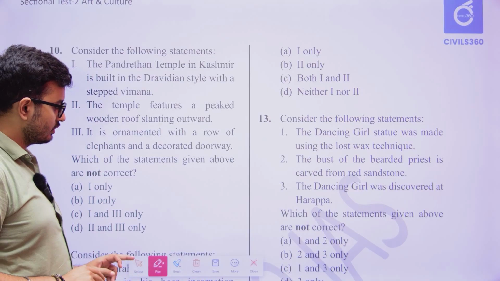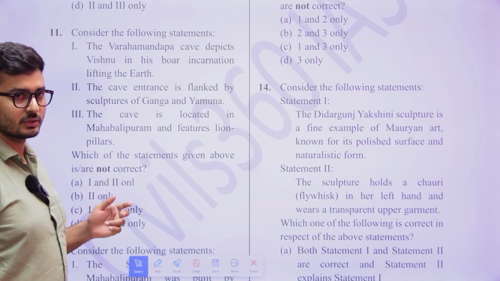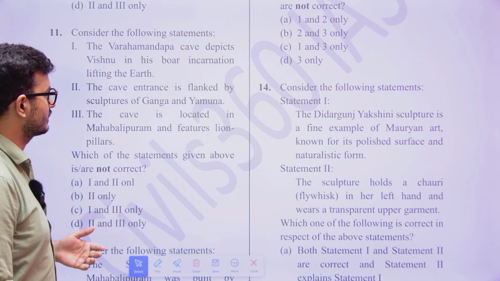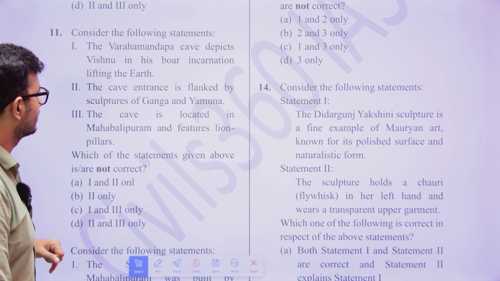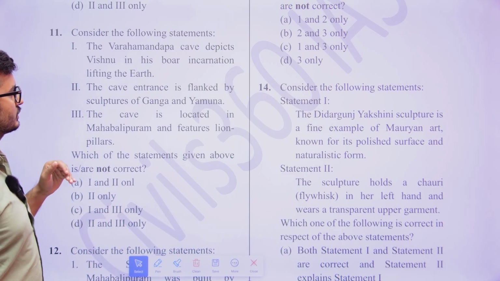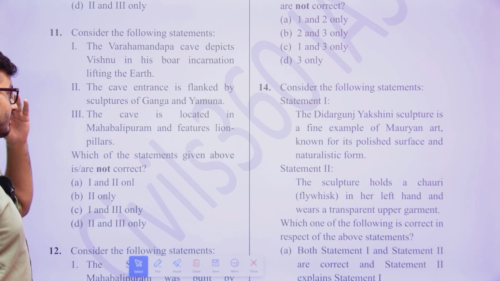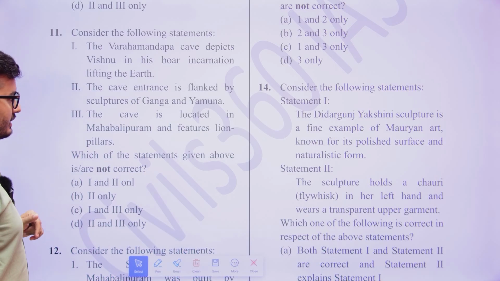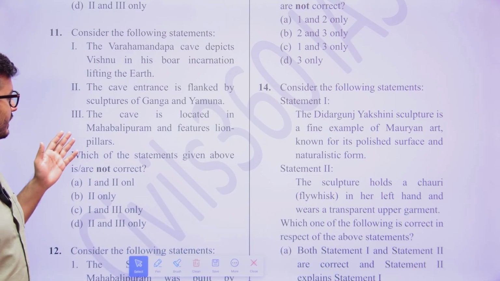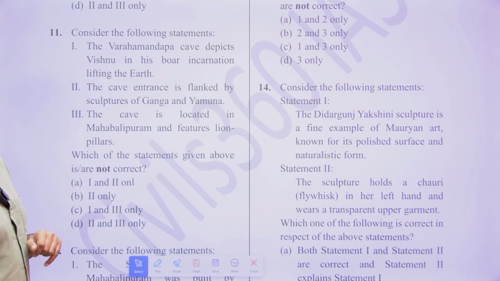So you have to look into the question from the specific point of view and also from the diverse point of view. Okay, that is how you generally solve the MCQs. Next one is, consider the following statements. The Varaha Mandapa cave depicts Vishnu in his boar incarnation lifting the earth. The cave entrance is flanked by sculptures of Ganga and Yamuna. The cave is located in Mahabalipuram and features lion pillars. Again, which of the following statements is not correct?